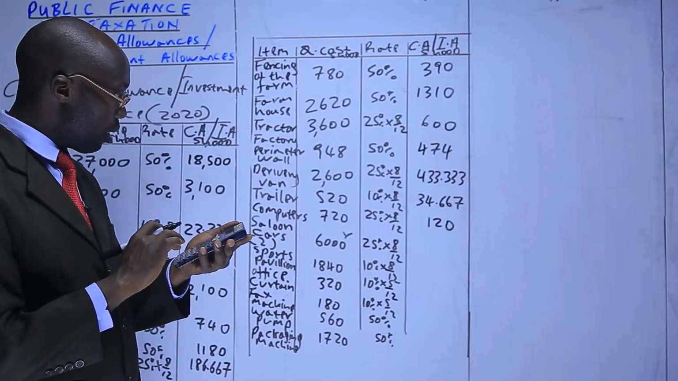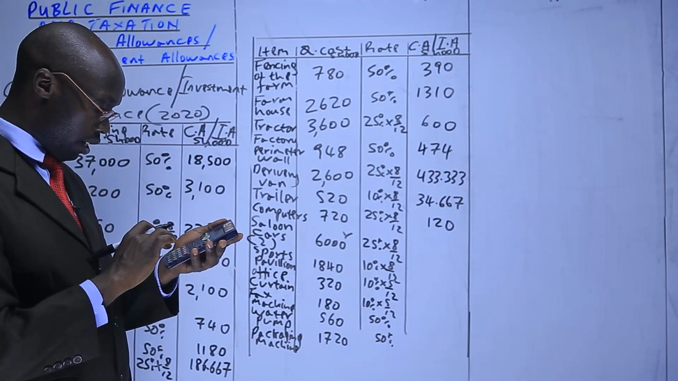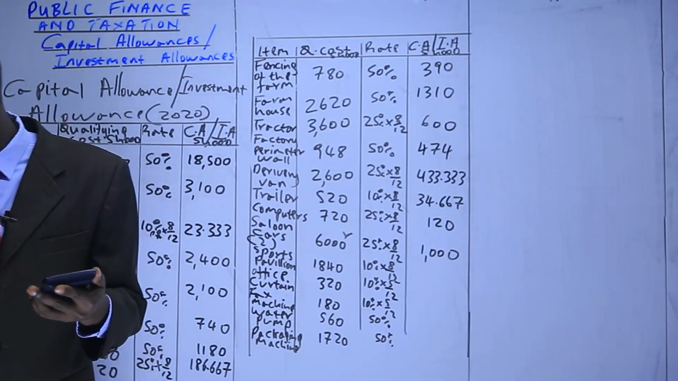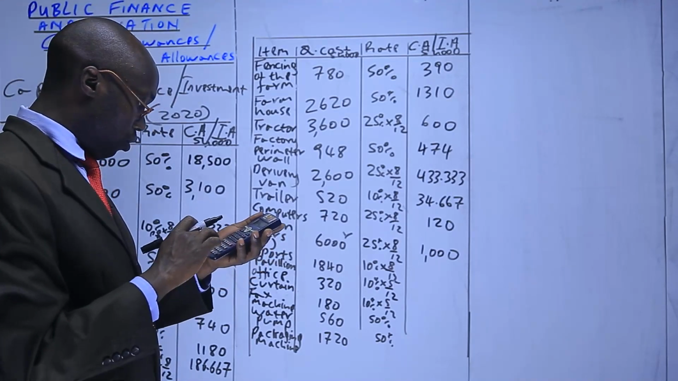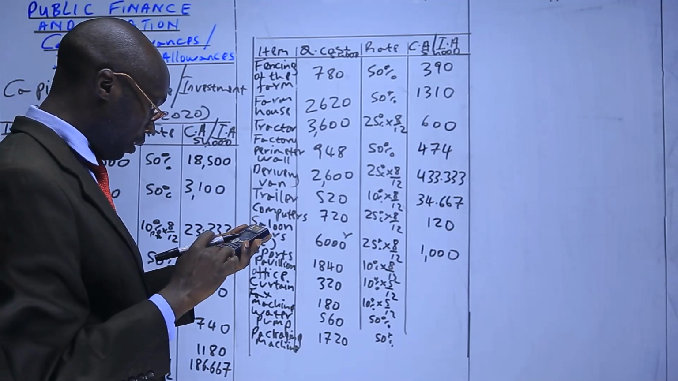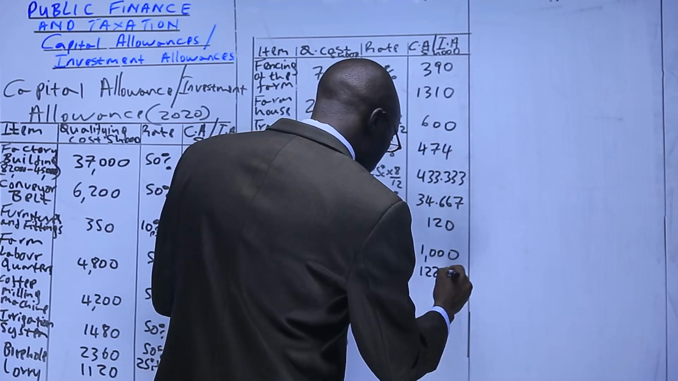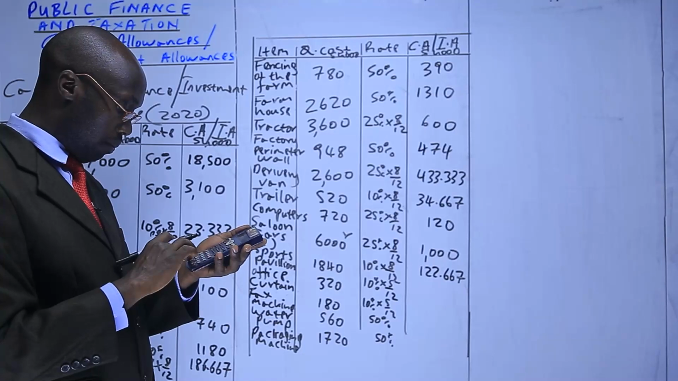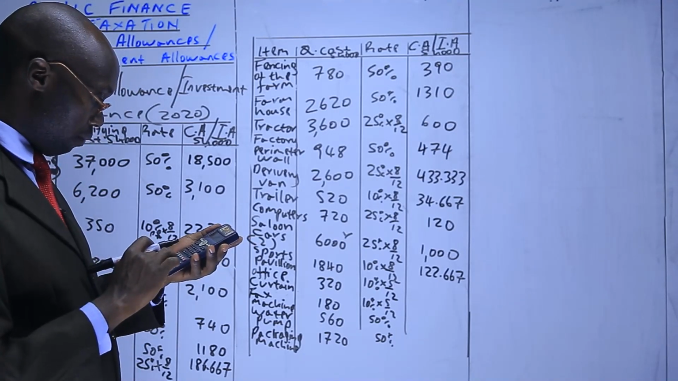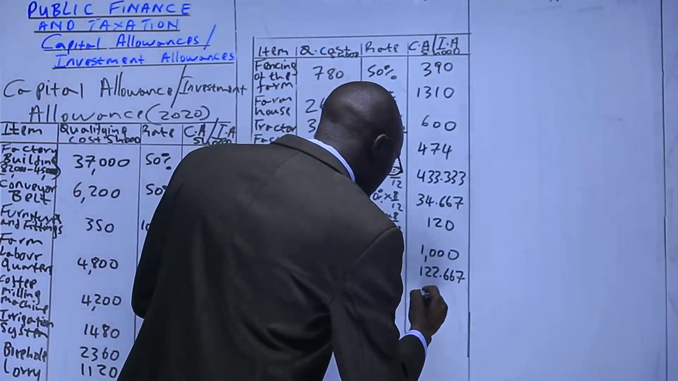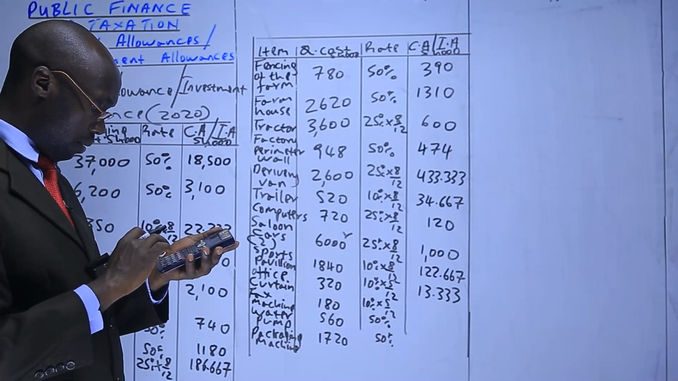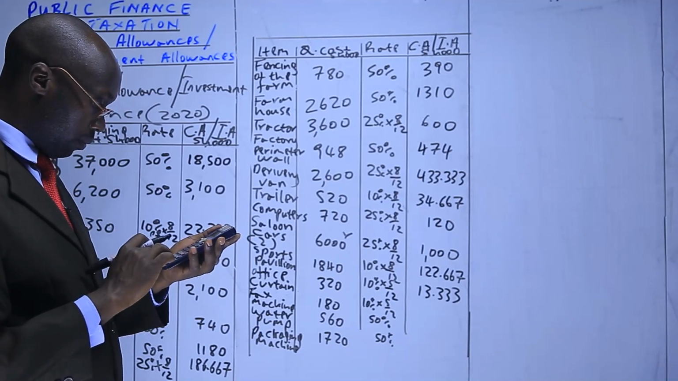Then 6 times 25 times 8 divided by 12, 1000. Then the next one is 1840 times 10% times 8 over 12, 122.667. Then 320 times 10 times 5 divided by 12, 13.333. The other one is 180 times 10 times 5 over 12, 7.5.